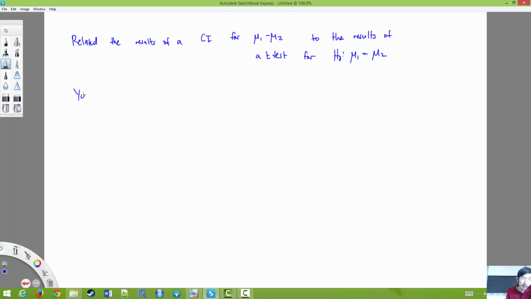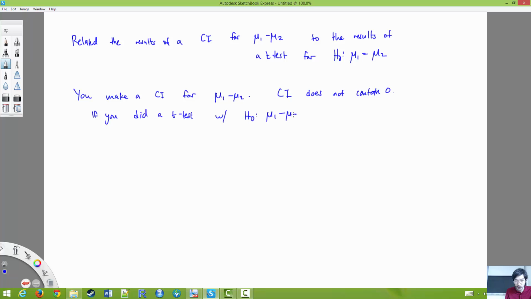I think you did this for a quiz, so let's just try one out. Let's say you make a confidence interval for mu1 minus mu2, and the CI does not contain 0. If you did a t-test with the null mu1 minus mu2 equal to 0, and the alternative mu1 minus mu2 not equal to 0, then what would our conclusion be?